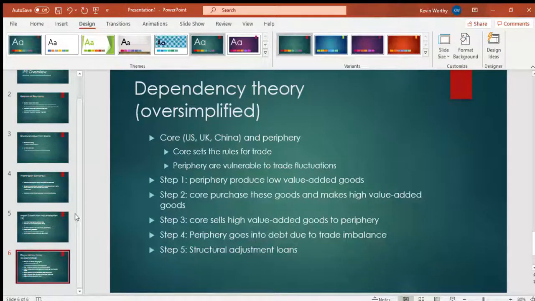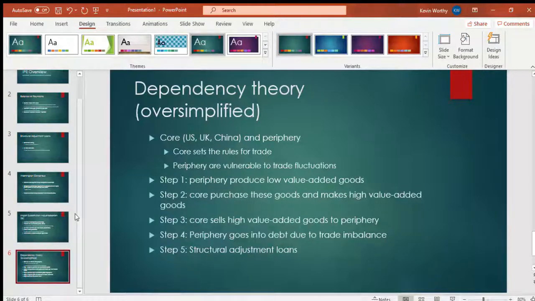And this is really the big problem. You've set up a system, right? The argument of dependency theory is that the US and other great powers have set up a system where you're going into debt just to be competitive, right? To have this comparative advantage, you're going into debt and you're going into debt and you're going into debt. And then, because you're in debt, you need to ask for help, and the demand is structural adjustment.